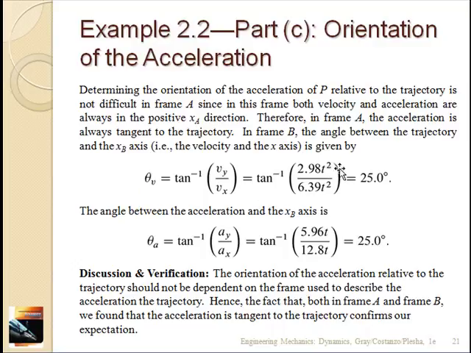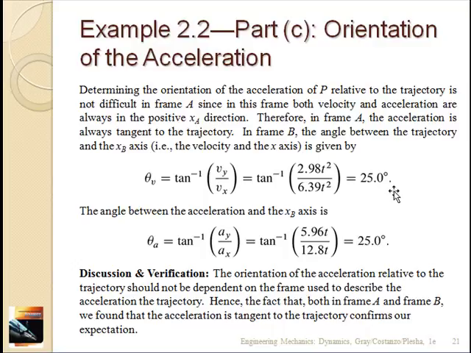Vy is 2.98 t squared. Vx is 6.39 t squared. The t squareds cancel, and so we get the tangent inverse of 2.98 over 6.39. It comes out to 25 degrees, and it's independent of time. So the orientation is at 25 degrees from the horizontal, and that's its orientation.